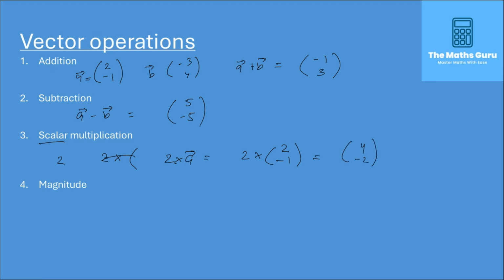Now, the magnitude, we work out the magnitude through a formula. The magnitude of a vector v is equal to the x component squared plus the y component squared, all square rooted. So if we were to work out the magnitude of B, we would be doing the square root of minus 3 squared plus 4 squared, which is equal to the square root of 9 plus 16, which is equal to the square root of 25, which means the magnitude is equal to 5.